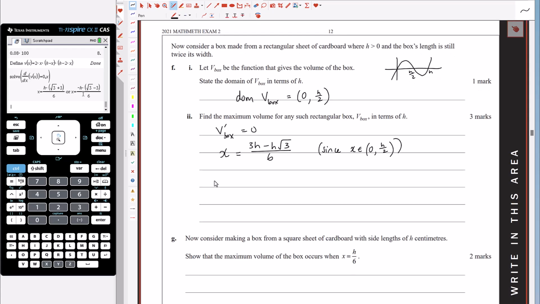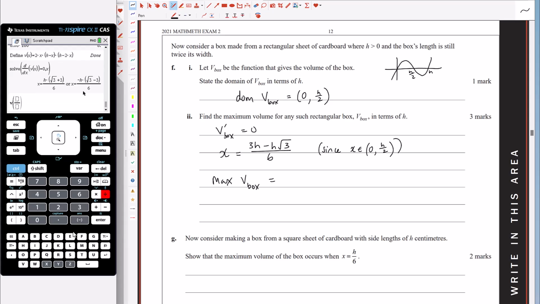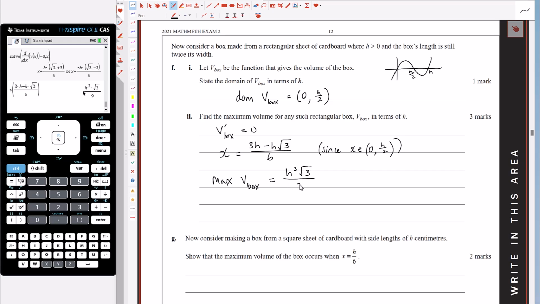And so then we want maximum volume of the box. We're going to substitute that back into our volume function. Volume of 3h minus h times root 3 over 6. And we get h cubed times the cube root of 3 on 9. Let's see if that works for 25. So let's do that.